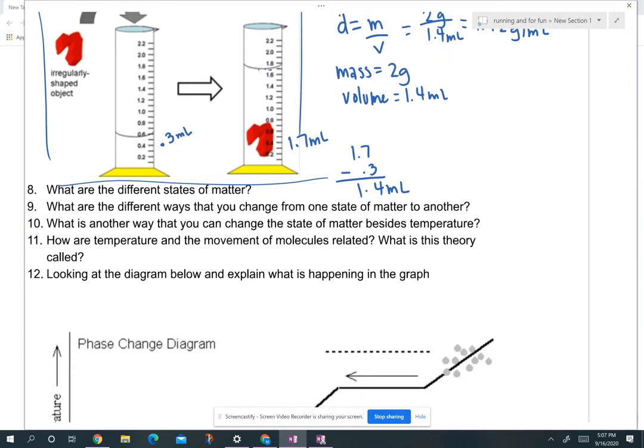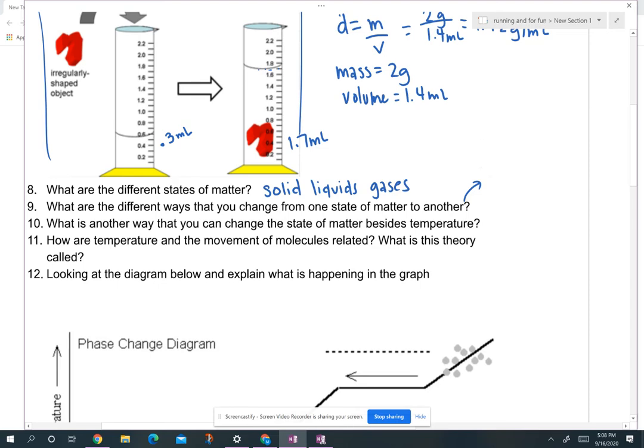Okay, so what are the different states of matter? So this one you should know. So this one we're just talking about having solids, liquids, and gases. So those are my 3 states of matter. So different ways that you can go ahead and change states of matter from one another. So this one just goes through the different vocabulary words.